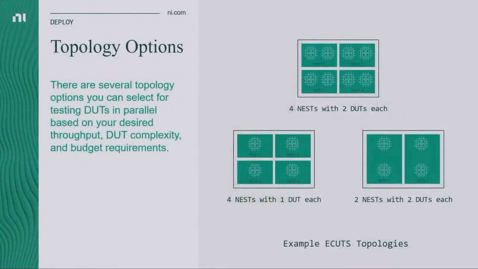There are several topology options you can select for testing DUTs in parallel, based on your desired throughput, DUT complexity, and budget requirement. We could have 4 nests with 2 DUTs each, 4 nests with 1 DUT each, or 2 nests with 2 DUTs each.